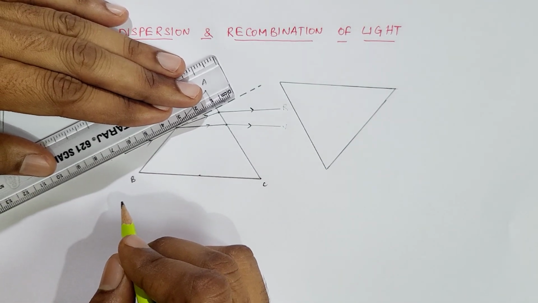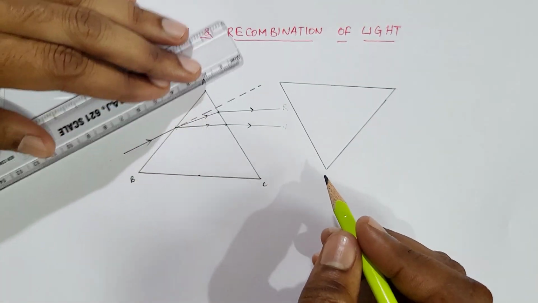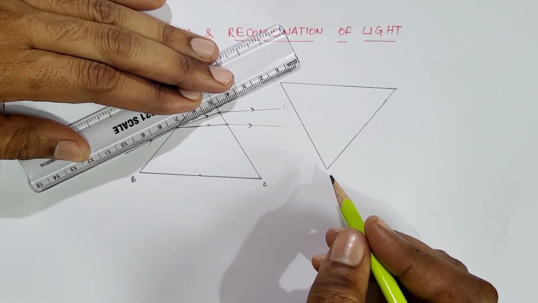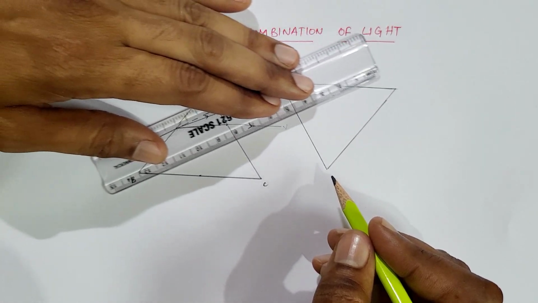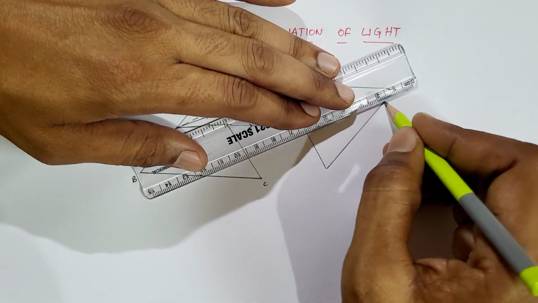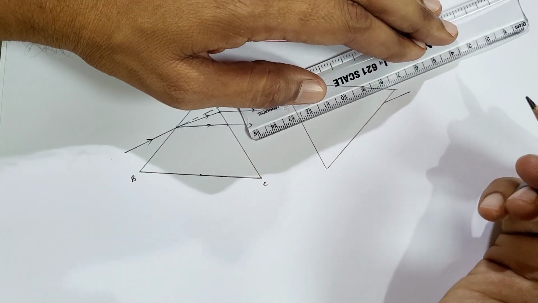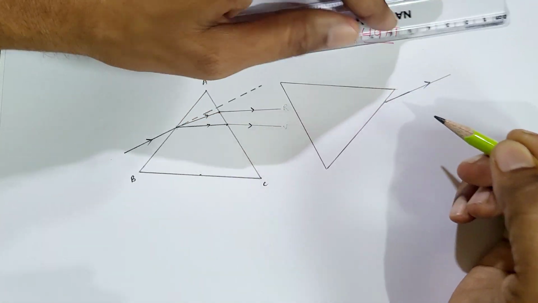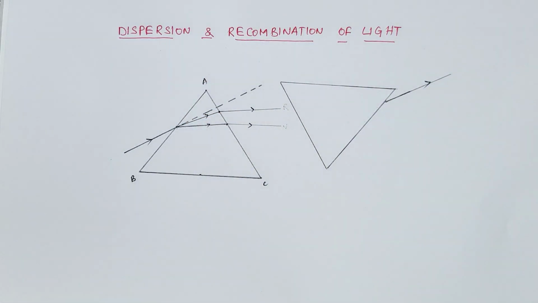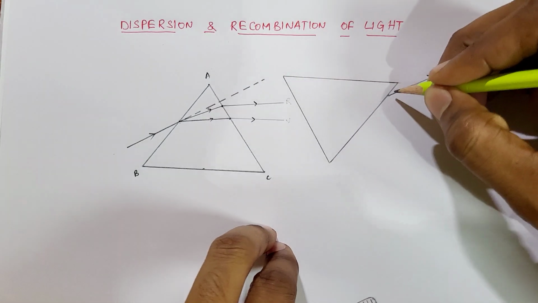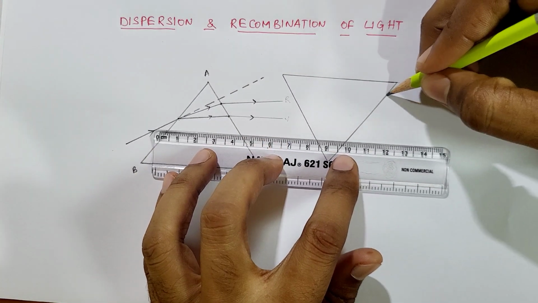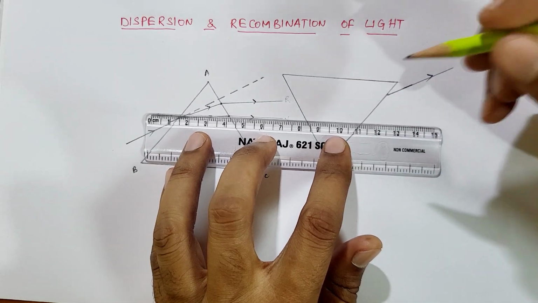For the emergent light ray coming out, the first thing is that the white light which came into the first prism and the white light coming out from the second prism should be parallel. This is the first thing to be maintained. And again, the point where it will go should be joined to these two points.